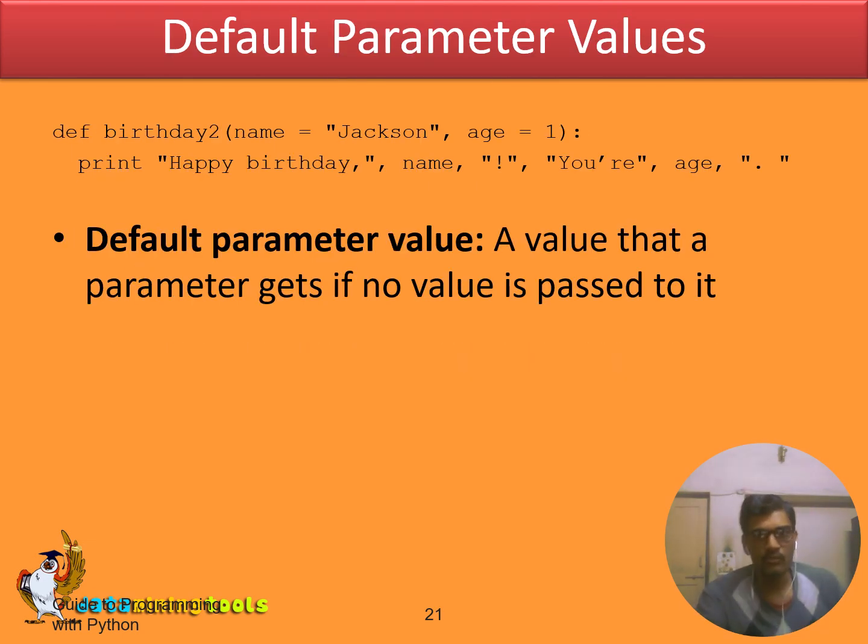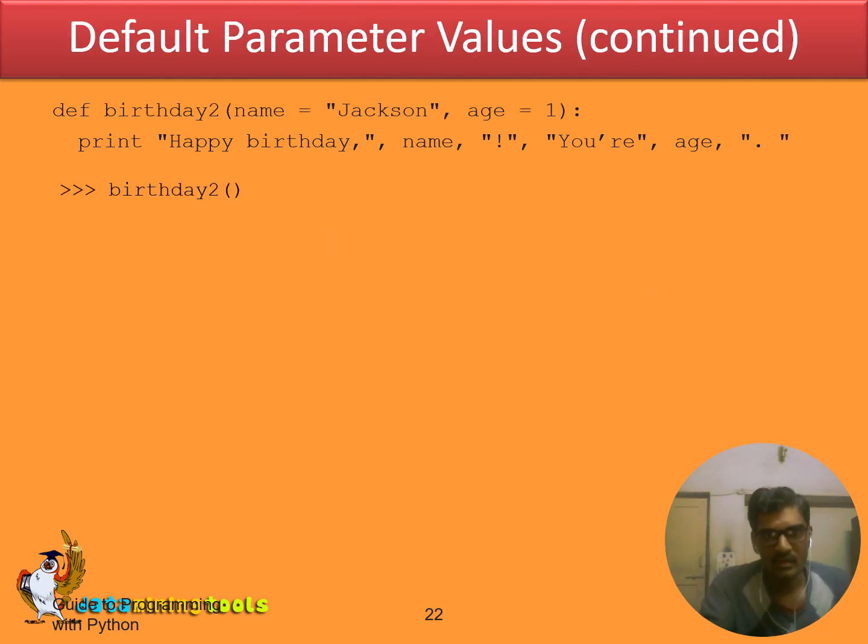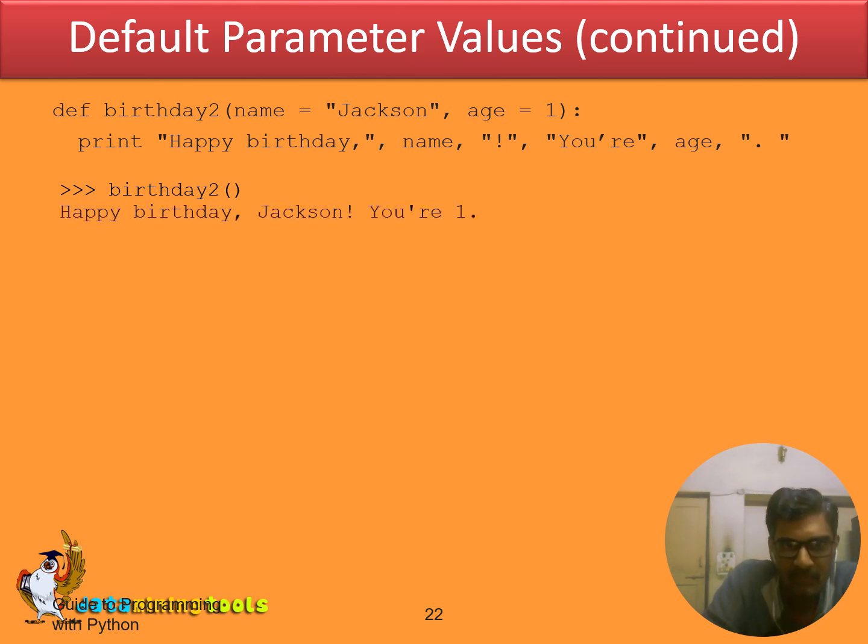Next, default parameter value. So this is there. This is in the function definition of your function. You give a default value. Even if you don't pass, it's going to print out the name and age in the default parameter value. So if birthday 2, name Jackson and age 1, just execute the command. It's going to print happy birthday Jackson, you are 1. That's what it's going to print.